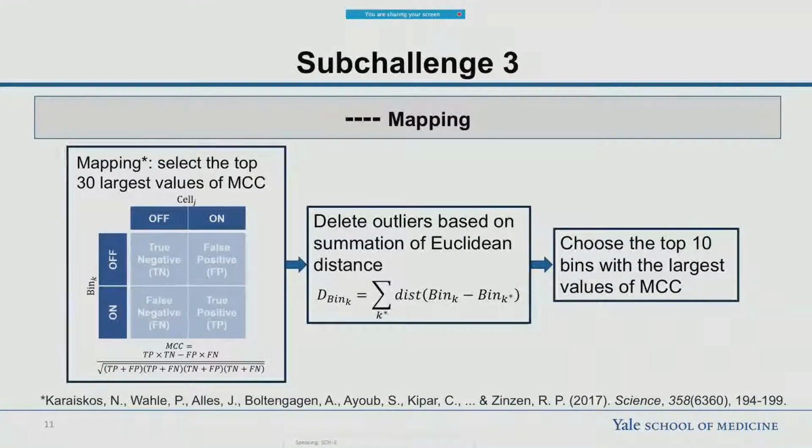After selecting the 20 genes, we use a similar mapping method as mentioned in sub-challenges 1 and 2. We use the distribution map to get the top 30 positions, then delete the outliers and choose the top 10 positions based on this map.